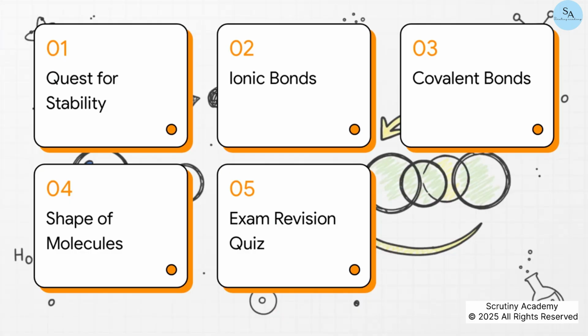So here's the game plan. We'll kick things off with that quest for stability. Then, we'll look at the two main ways atoms get it done, ionic and covalent bonds. After that, we'll see how these bonds create cool 3D shapes, and we'll wrap up with a quick quiz to make sure this all sticks for your exams.